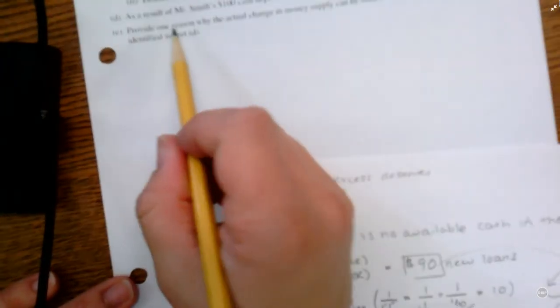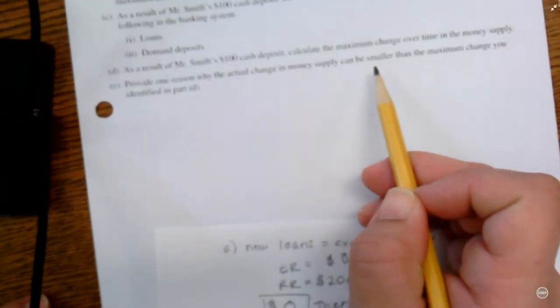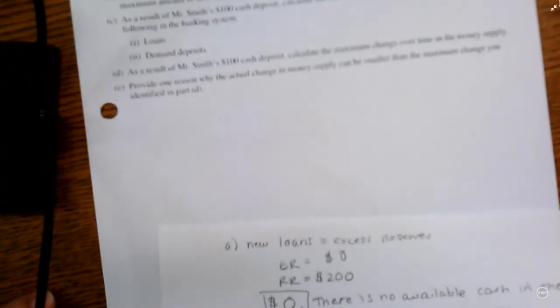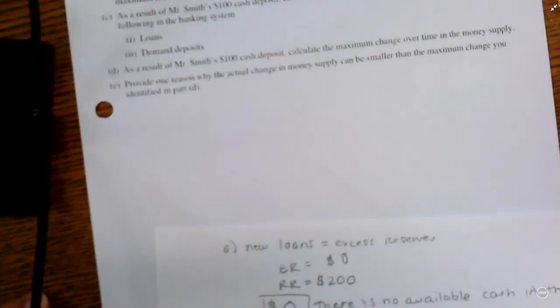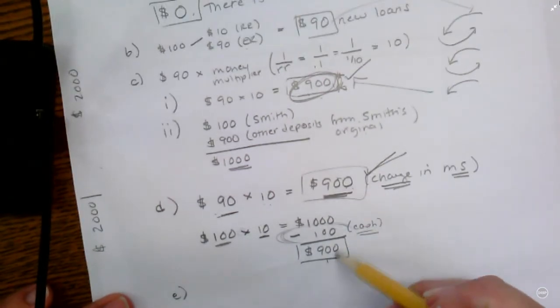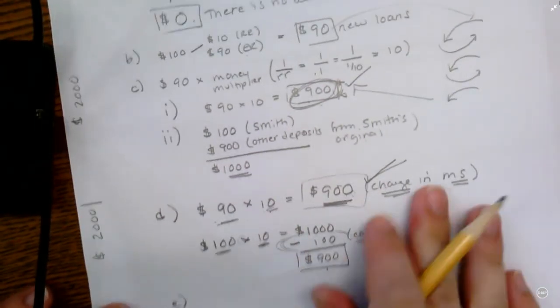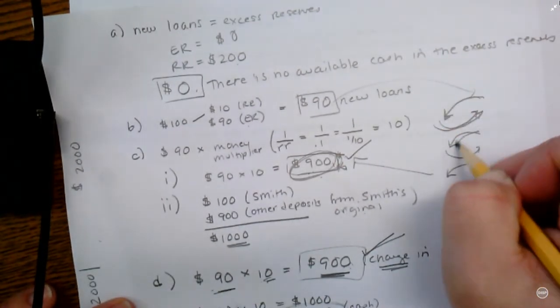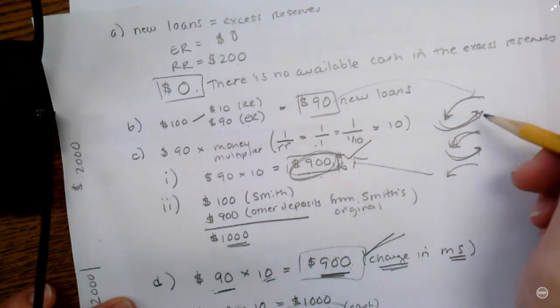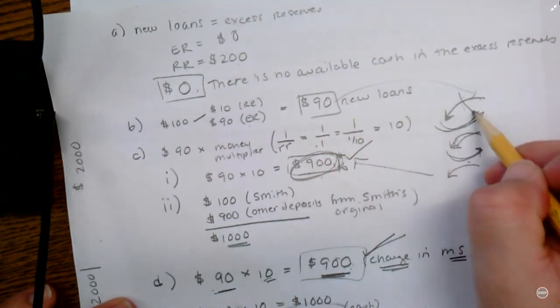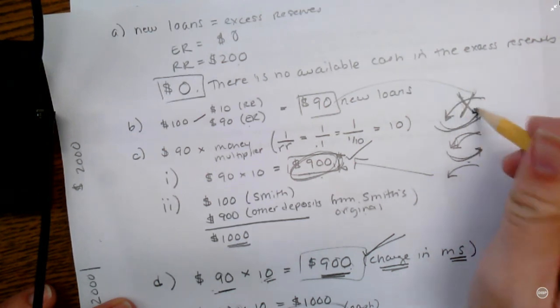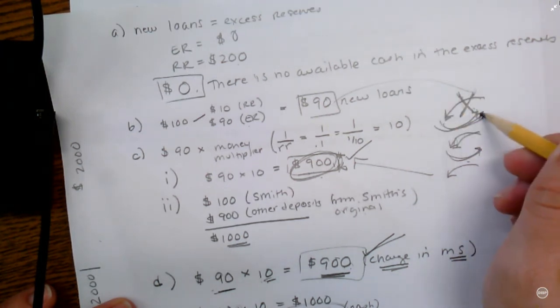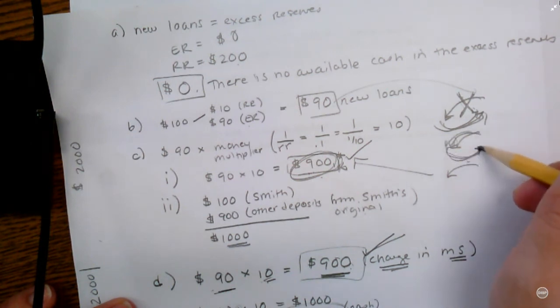E. Provide one reason why the actual change in the money supply can be smaller. Sorry that the focus is messing up. We'll let it relax here. Provide one reason why the actual change in the money supply can be smaller than the maximum change you identified in D. Well, this whole function of the money multiplier is assuming back here, when the money would be deposited back in a bank, it would be loaned out, deposited back in a bank, loaned out. What if one of these sequences didn't occur? So what if this first person never deposited their money back in the bank? Then you'd have nothing new to loan out, nothing new to come in, nothing new to loan out.